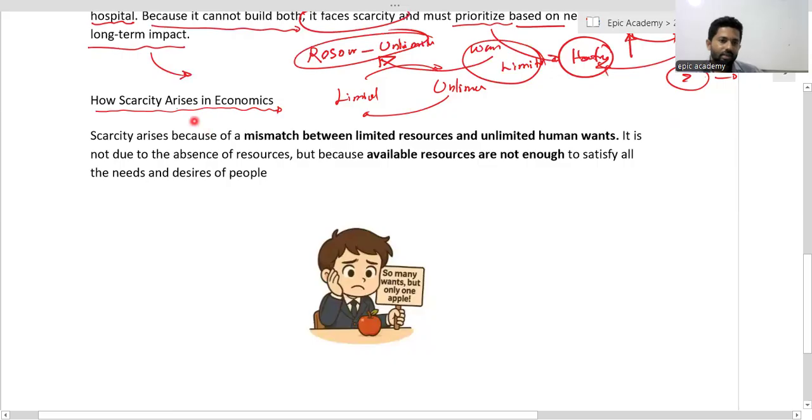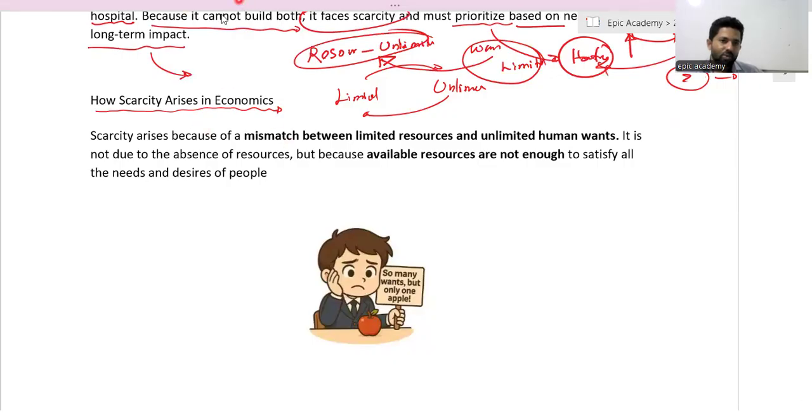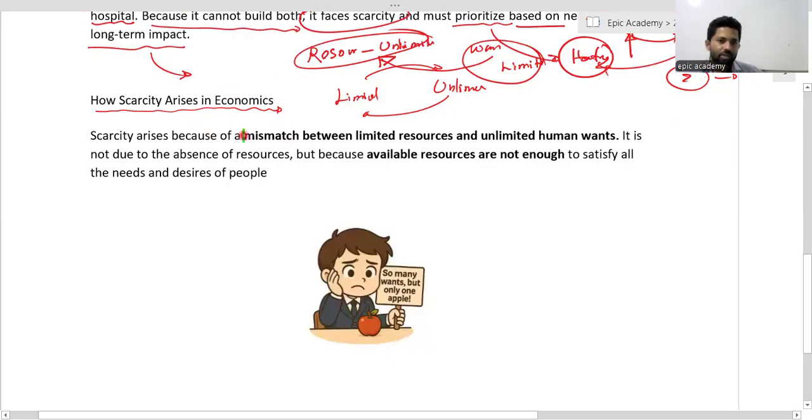There's a mismatch between those things. That is why we have to suffer. Many people suffer from scarcity. No one can escape. But unfortunately, some people suffer from poverty. Some people can escape from scarcity, right?